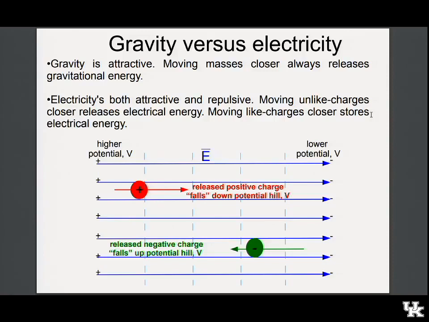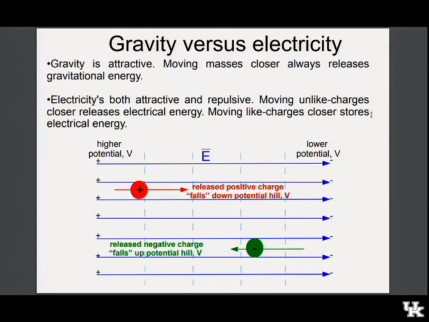Here's kind of an example. Let's say we've got a positive plate over here on the left and a negative plate over here on the right. We've got an electrical field between the two plates. If I release a positive charge here from near the left-hand side, it's going to be repelled from the left, attracted towards the right. It's going to move in the direction of the electrical field. It's rolling down the electrical potential hill. So positive charges roll down the potential hills. Think of those beautiful, wonderful three-dimensional contours of electrical potential. Positive charges roll down those hills.